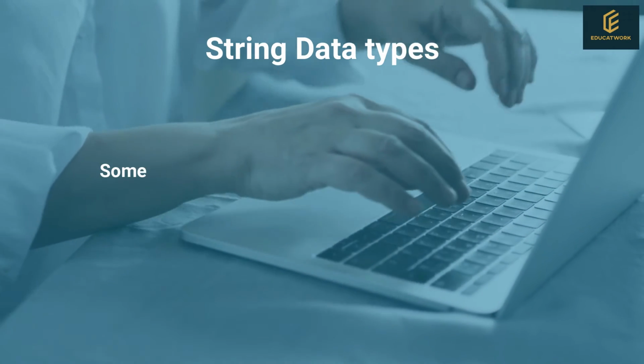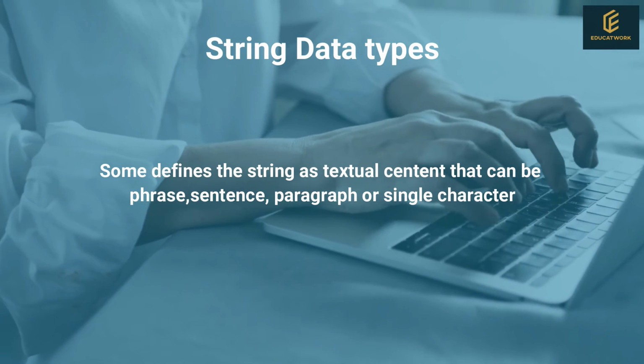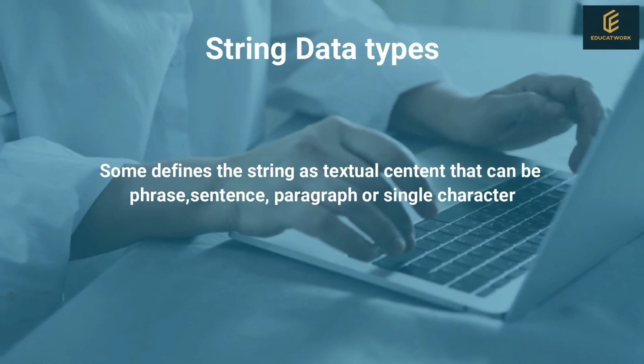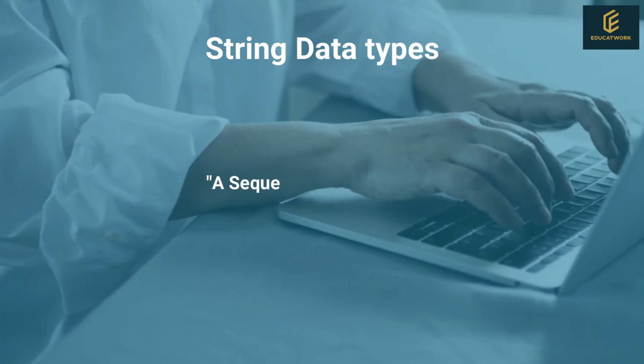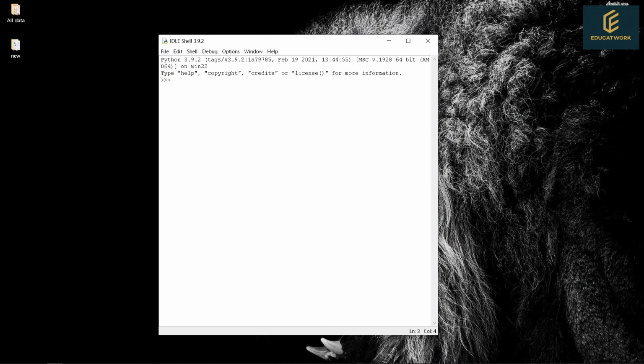Some humans define a string as textual content, which can be a sentence or more than one sentence. It could be a phrase or even a single character, even though these definitions are not totally wrong. The more correct definition of string is a sequence of characters. Let's create a new string, and then learn some interesting aspects of this data type. So, I'm just going to create a new string named str1, and assign some string value like Python is an easy language.